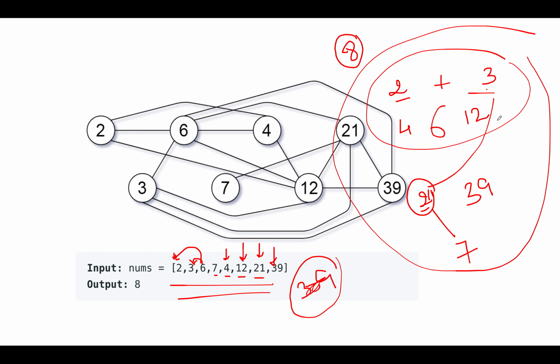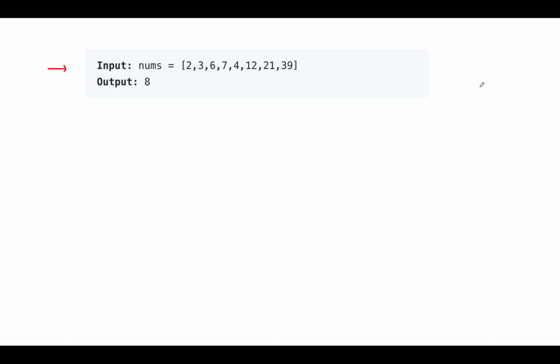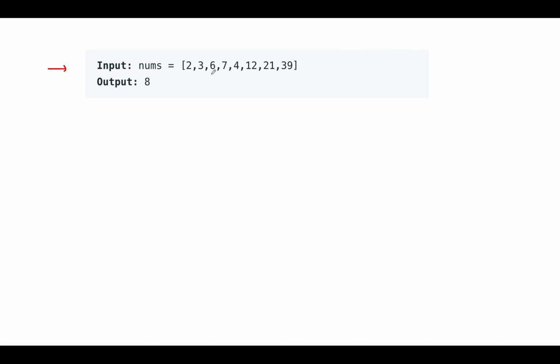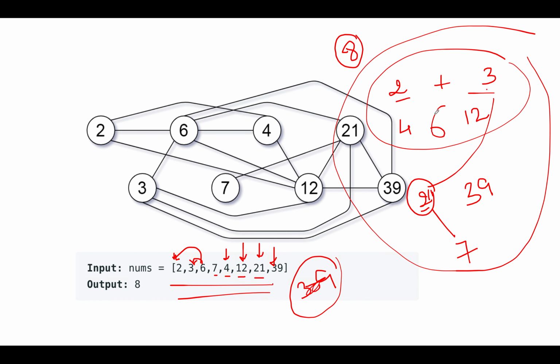Let's try and now design our algorithm. So let's take the same example that we took here. The elements are 2, 3, 6, 7, 4, 12, 21, 39. We are making connections of every element present in this input array. So consider this as a parent-child relationship. You can either say that 2 is a parent of 4 or 4 is a parent of 2, either ways, but somehow some connection has to be established.